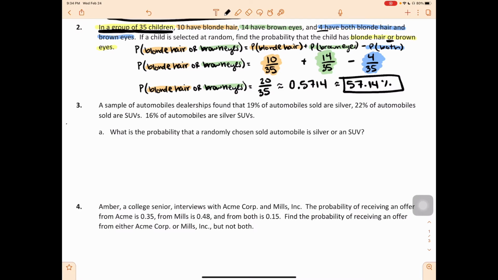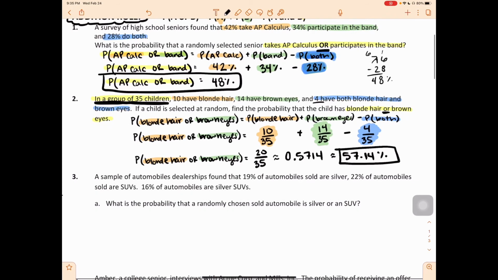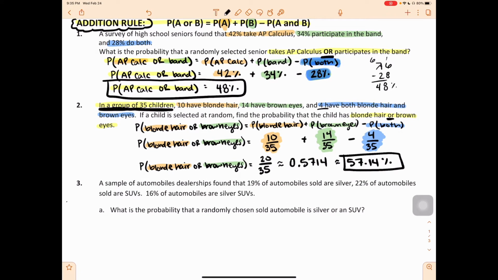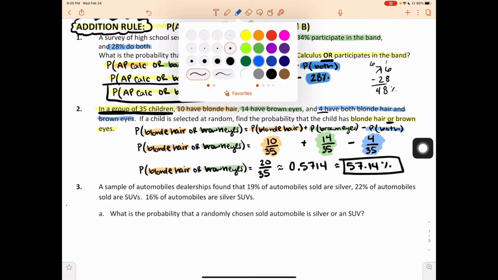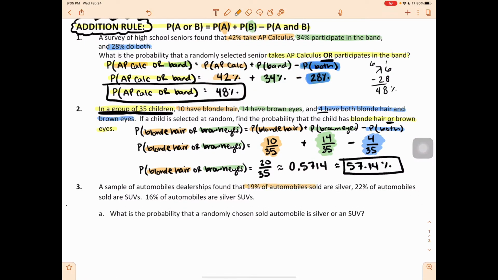All right, so a sample of automobile dealerships found that 19% of automobiles sold are silver. I'm going to start highlighting with my colors here. 19% of automobiles sold are silver. 22% of automobiles sold are SUVs. And 16% of automobiles are silver SUVs. You'll notice that's the both statement, because the first one was just silver, the second one was just SUVs. Now both of them is 16%.